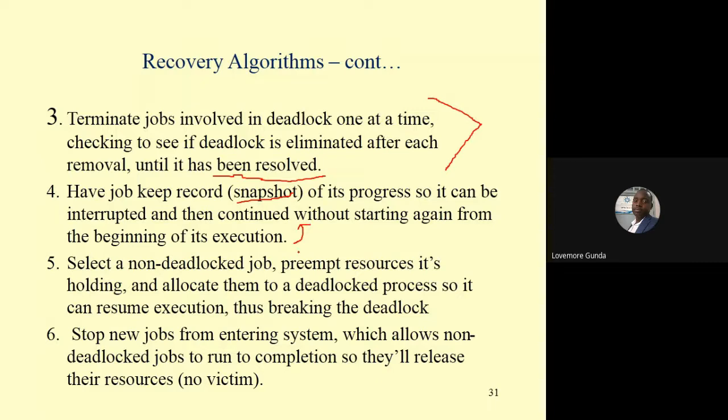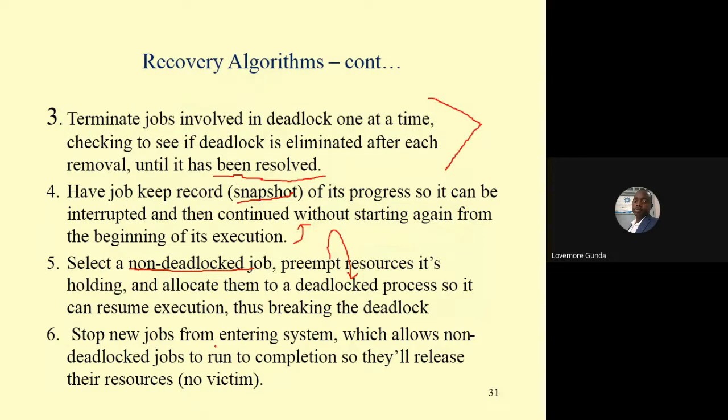That's another way. Or select a non-deadlocked job, preempt the resources it is holding, and allocate them to the deadlocked processes so they can resume execution. That's breaking the deadlock. So in other words, there's a process which is running, is not involved in the deadlock, but also has some resources. Then the resources can be taken away from it and given to those which are in a deadlock so that they can complete. And then the deadlock will have been avoided, right?